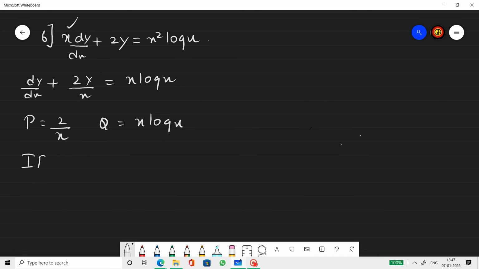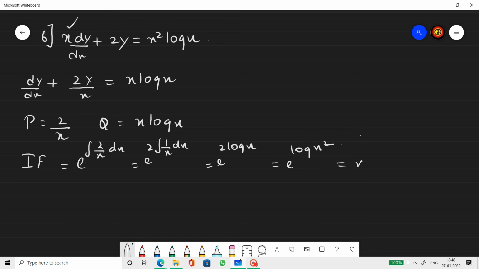Next step is finding the integrating factor, which is e to the power integration of 2 by x dx. That's e to the power of 2 times integration of 1 by x, and integration of 1 by x is log x. So e to the power 2 log x. Now I can write this as e power log x square, using the power rule of log. So e and log will get cancelled. We get x square as the integrating factor.